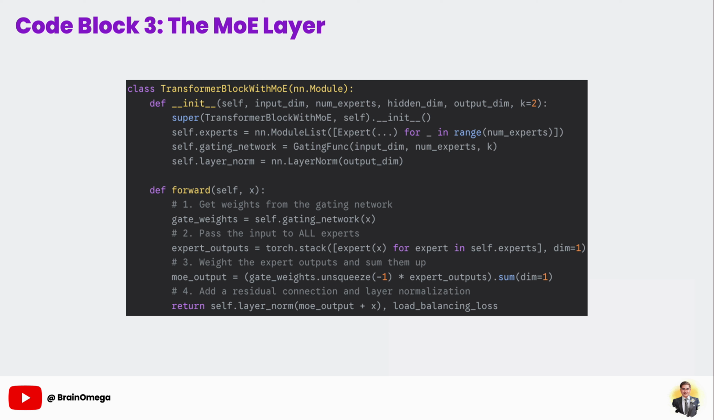Third, we perform the core MoE operation. We multiply the expert outputs by their corresponding gate weights. Since the weights for non-selected experts are 0, their outputs are effectively nullified. We then sum the weighted outputs to get our final MoE output. Finally, we add a residual connection by adding the original input x back to the output and apply layer normalization, which are standard practices for stabilizing transformer-like blocks.